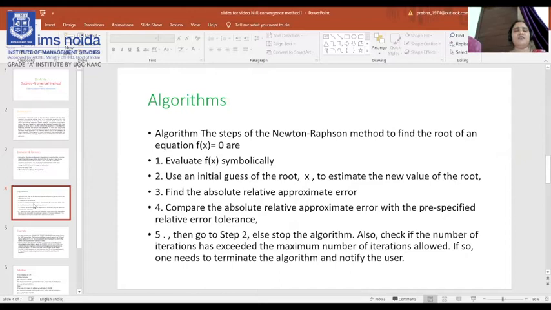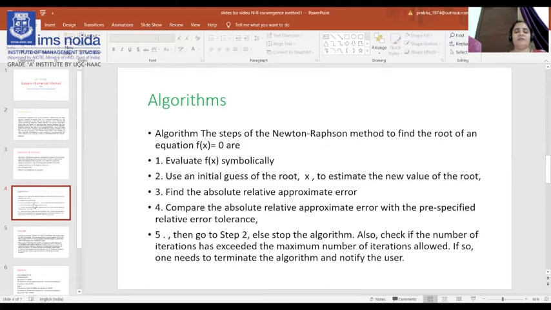Once you get the function value, find out f dash x, then put the value in and find out f(x) of that value. According to that, in each iteration you calculate, and in very few steps you will be able to find the approximate value of the root up to certain decimal points.